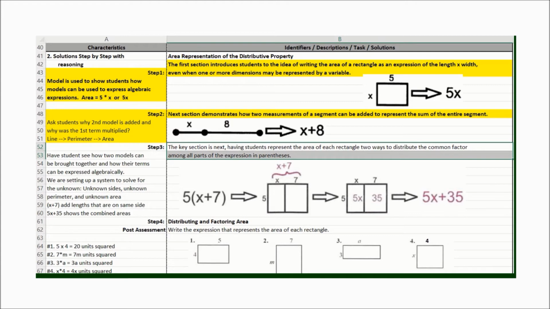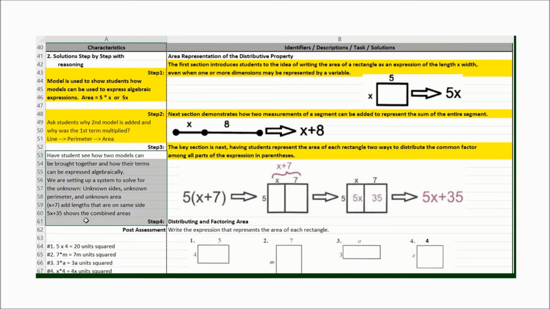Now we move on to our third step. The key to this section is having students represent the area of each rectangle two ways to distribute the common factor among all parts of the expression in the parentheses. Pretty much what they're doing is taking the model in step 1 and the model in step 2 and combining both of those to give an algebraic expression for the mathematical or geometric model that you see here.